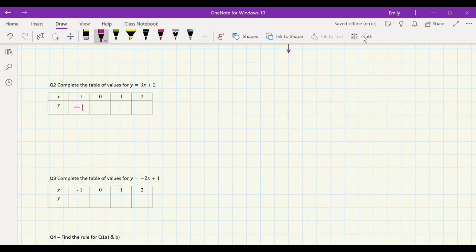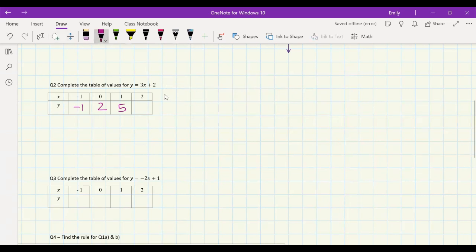Okay, next one. We now want to use 0. So we go y is equal to 3 times 0 plus 2. Well, 3 zeros are 0, so the answer is just 2. Next one we want to use is x equals 1. So that means we now go y equals 3 times 1 plus 2. Now 3 ones are 3. 3 plus 2 is 5.